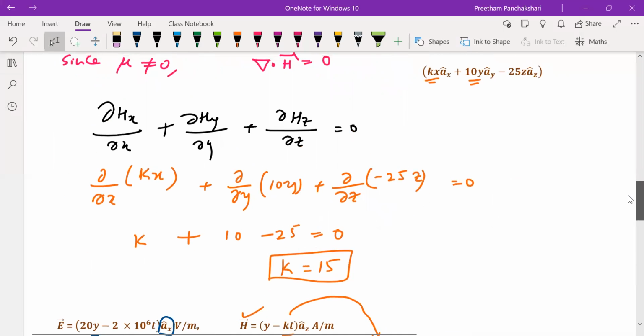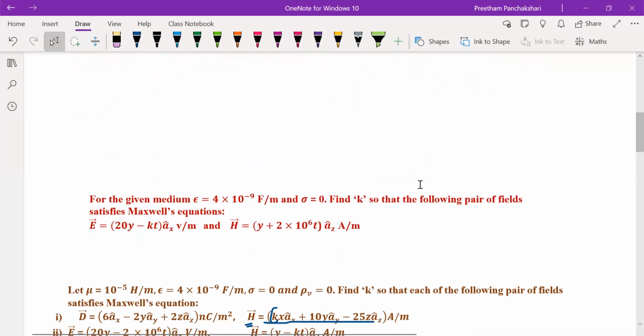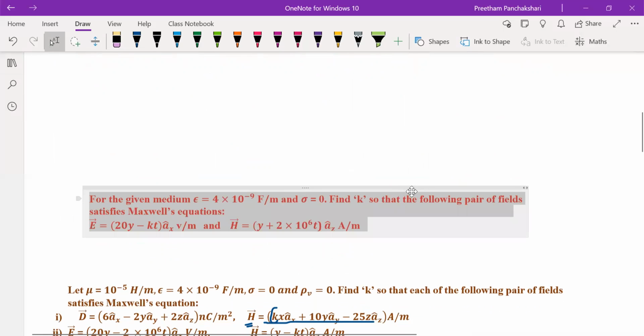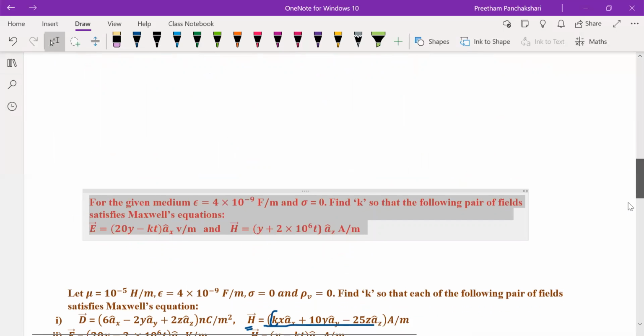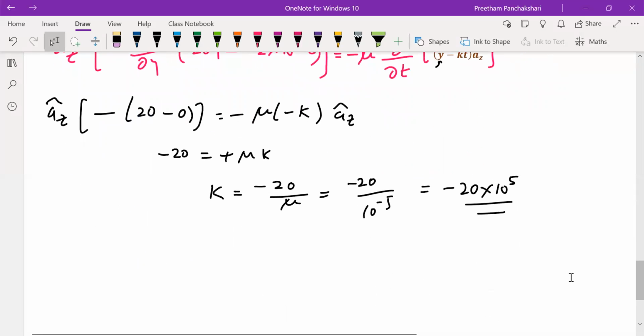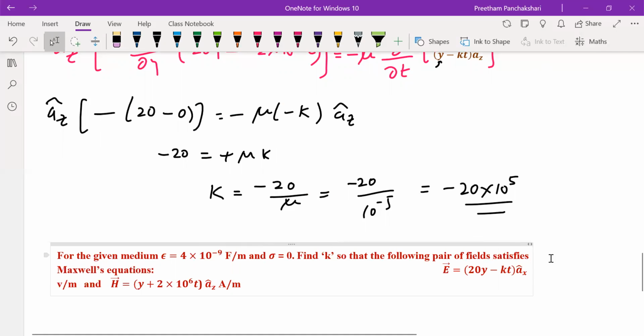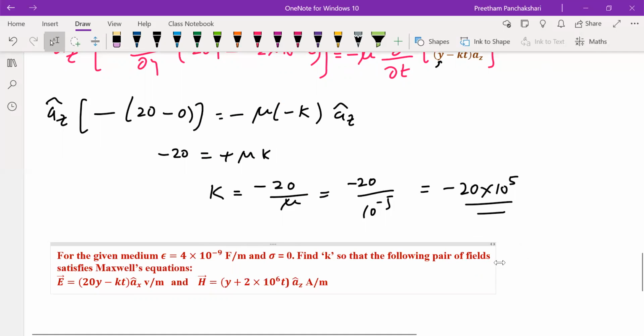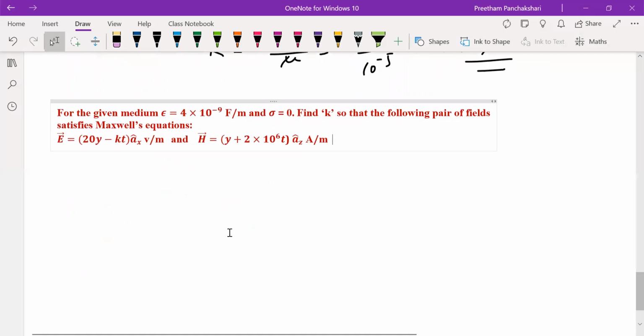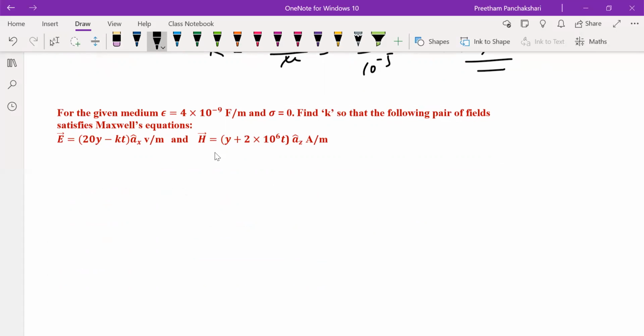Now there is one more problem which looks almost the same. Let us see what is the difference here. Okay. Here also same. E is given, H is given. It looks almost same. Only thing is K. Earlier it was with H in the previous problem. Now it is with E.